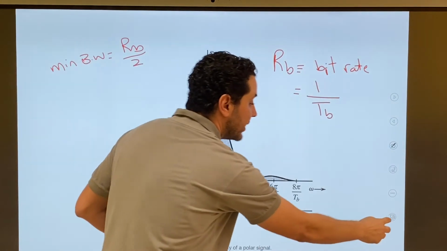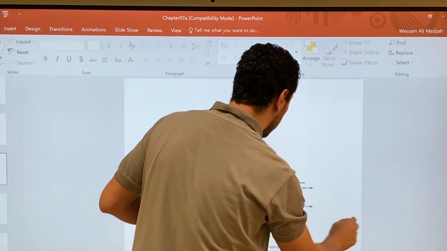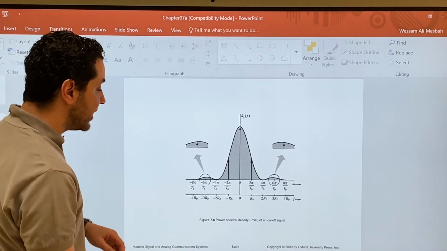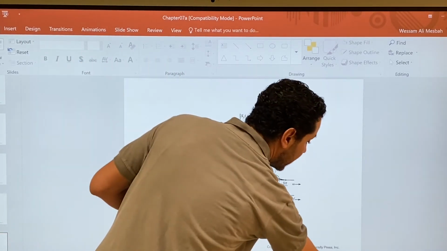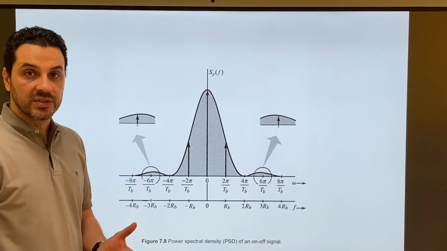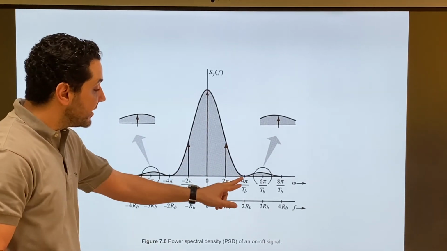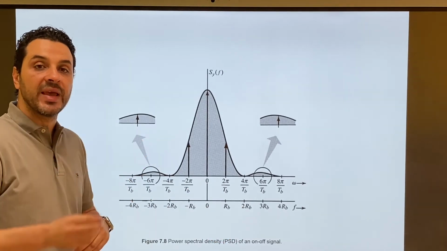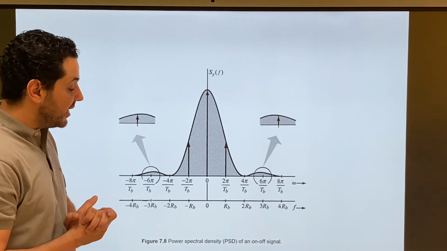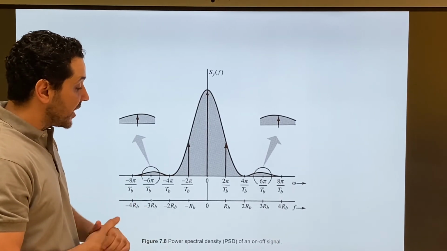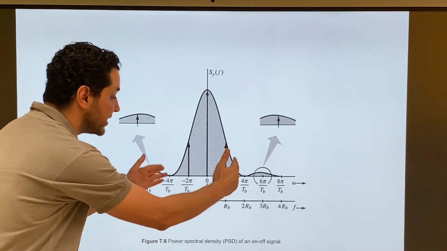Let's see another one. For example, I'm going to show you here the on-off return to zero. It's again sinc squared because we are using a rectangular pulse. Again, it reaches 0 at 2RB because it returns to 0. It goes back in the middle of the interval, so you expect that the bandwidth will be doubled. It will be 2RB hertz, the essential bandwidth.